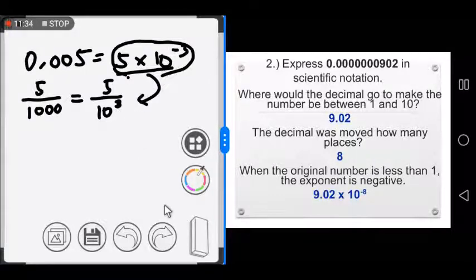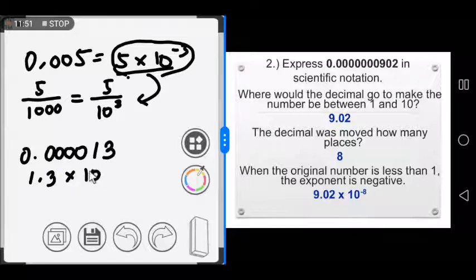So, isa pang example, kung halimbawa ang given mo ay 0.000013, this one is the same as, sa scientific notation, 1.3 times 10 to the 1, 2, 3, 4, 5, to the negative 5th power. No po? So, kumbaga, yung 1.3, divide mo sa 10 to the 5th. Yun yung ibig sabihin ng negative exponent.